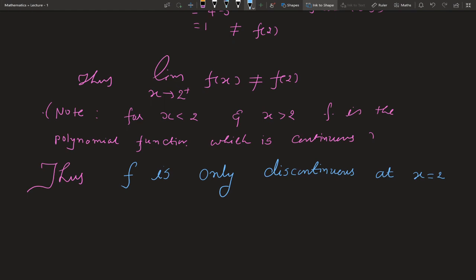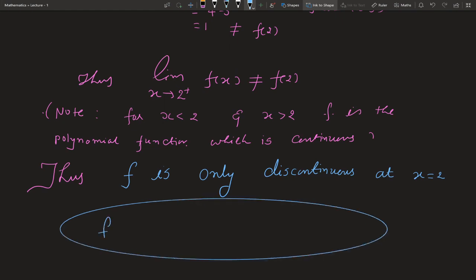Or in an alternate method we can say that f of x is continuous for all x belongs to R minus 2, because at 2 it is discontinuous. So we can say that function is continuous for all x belongs to R minus 2, or the point of discontinuity for this function is x equal to 2.